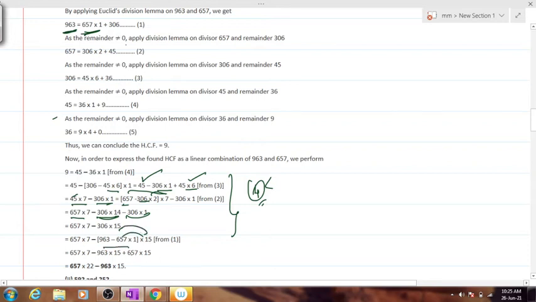Then multiply this. Then what do we get? 963 into 15 and 657 into 15. That too an addition. Now this thing gets added up, yes or no? Yes, sir. That's it. 15 plus 7, 22, and 963 minus into 15. Clear? Kindly copy it down step by step.